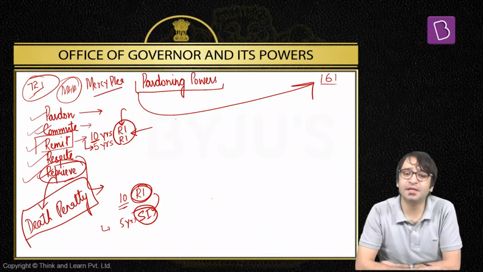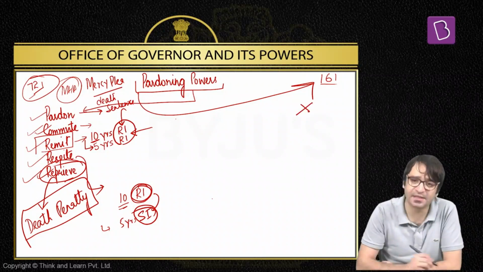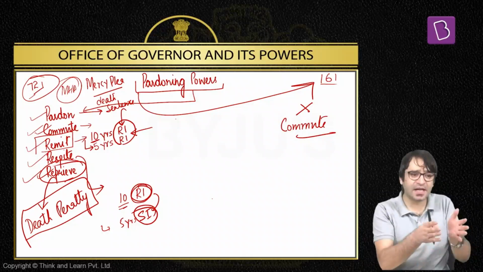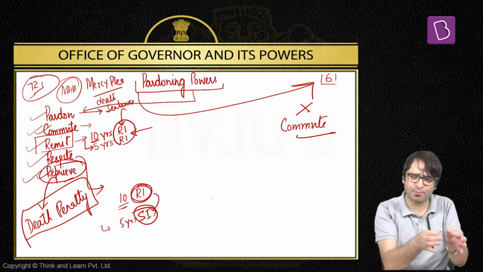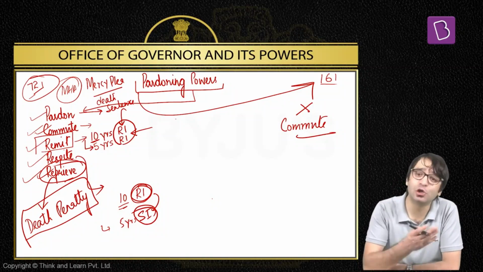A similar power is available with the governor of a state as well, but with some differences. The president alone can pardon a death sentence. The governor cannot pardon a death sentence; the governor can only commute a death sentence. The president can say, I am pardoning you, you are as if you have just come out of the womb of your mother. That's pardon. But a death sentence can only be commuted by the governor.